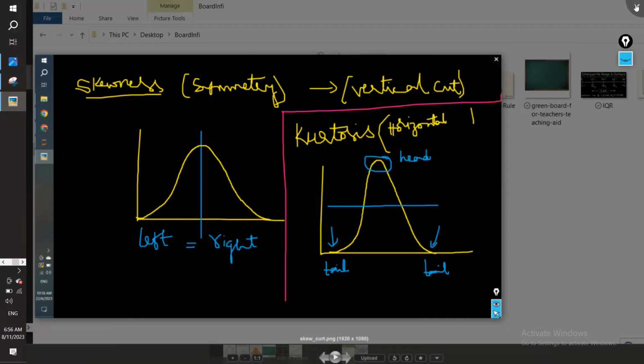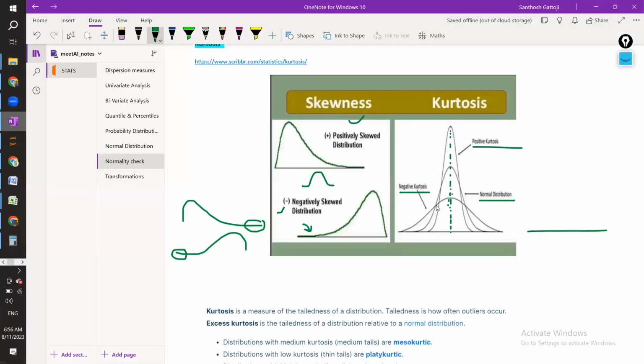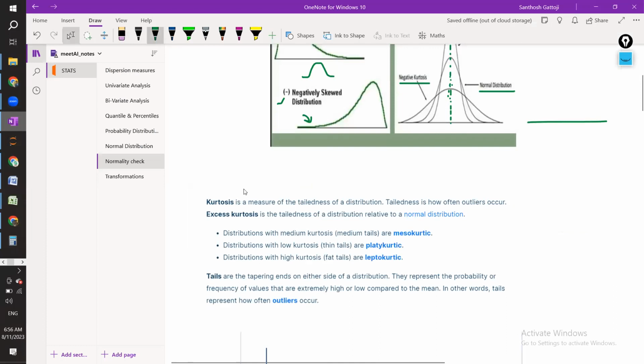Okay, fine. So regarding the kurtosis, there are a few things which we need to understand, so we'll quickly try to understand those. See, kurtosis is a measure of the tailness of a distribution. The tailness is how often outliers occur. Okay, excess kurtosis, tailness, and distribution in normal distribution.